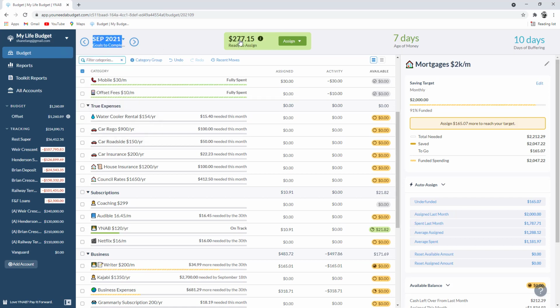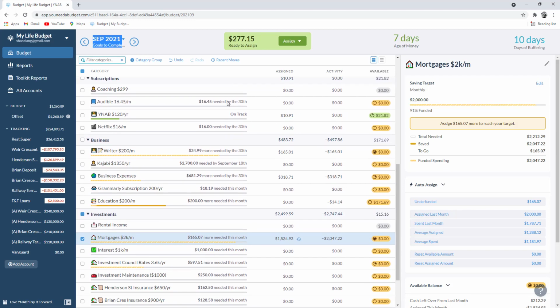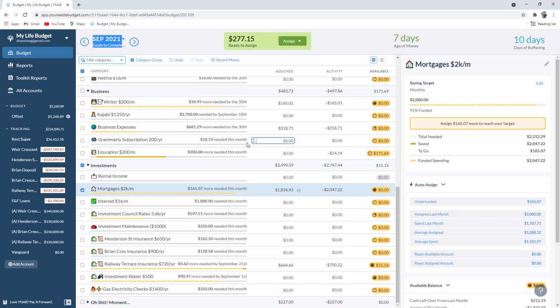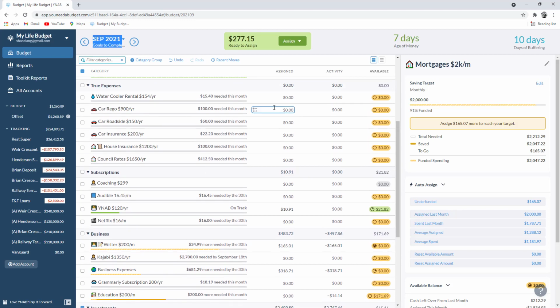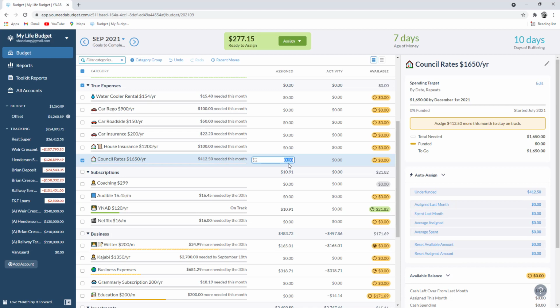So anyway, let's get the $277 up. I'm just coming through to see what I need. There's quite a few things I like. I really want to put more in the education, but I might have to put it in. What I might do is keep it quite easy because it's such a small payment. I'm going to give it to my rates.